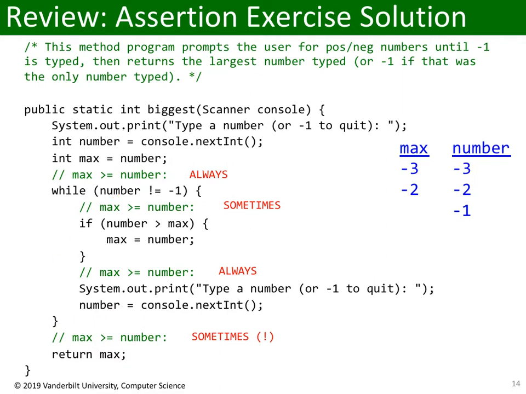So when it comes back to the top, number is not equal to -1 fails, the test is false, so we immediately jump to the statement following the while loop. At this point, number has the value -1, but max has the value -2. So, is max greater than or equal to number? Sometimes. Depends on what the user types in. So in this way, the way that we coded our sentinel doesn't allow us to guarantee that max is going to be greater than or equal to the value which the user typed in into number.